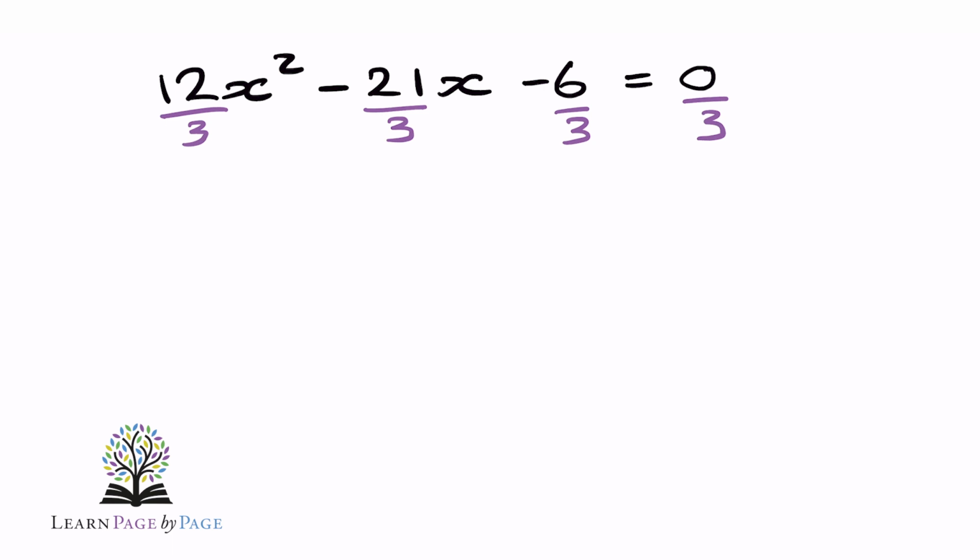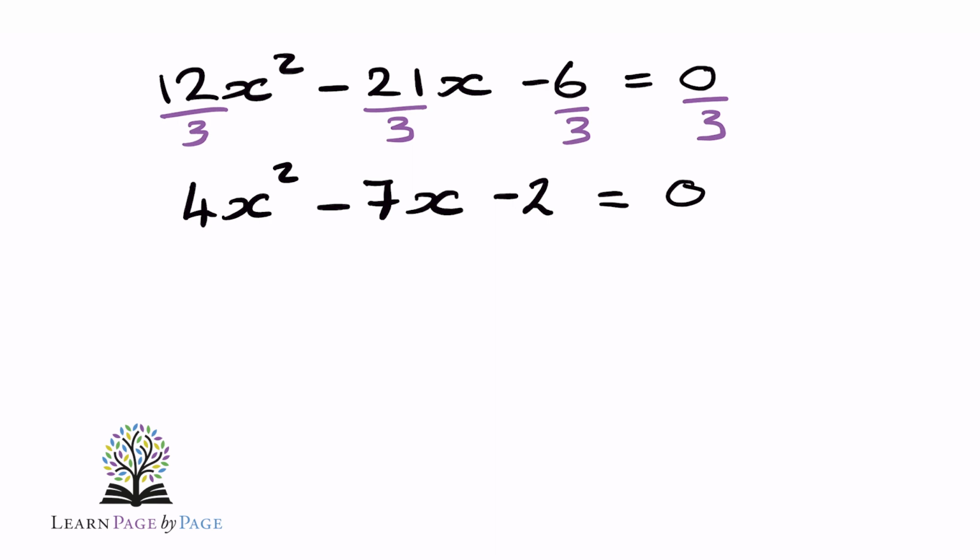Now we can rewrite this equation. 12 divided by 3 is 4, so that's 4x squared. 21 divided by 3 is 7, so that's minus 7x. And minus 6 divided by 3 is minus 2, equals 0 divided by 3 is still 0. So this is our new quadratic that we're working with. And we still have the same problem.